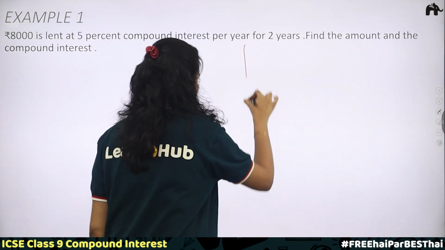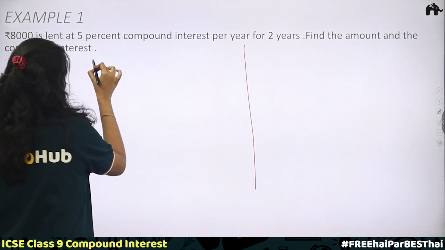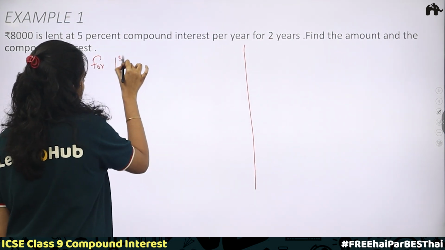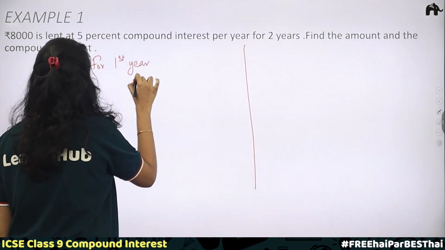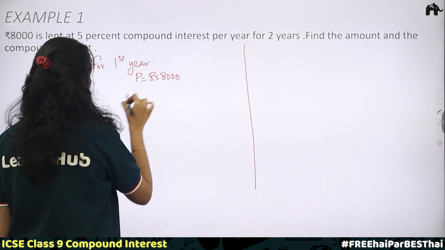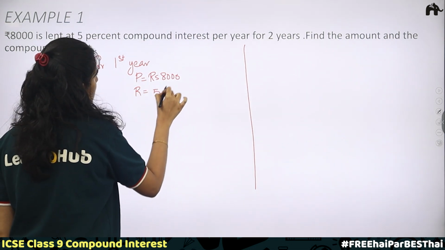Okay. Here the principal amount is given. First we will find the interest for first year. For first year, the principal is rupees 8,000. Rate of interest is 5%.